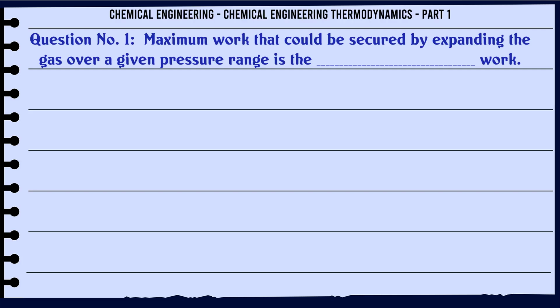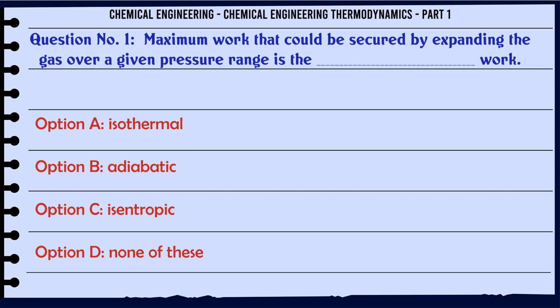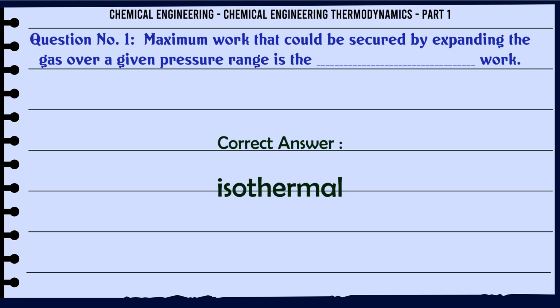Maximum work that could be secured by expanding the gas over a given pressure range is the ___ work. A. Isothermal. B. Adiabatic. C. Isentropic. D. None of these. The correct answer is isothermal.